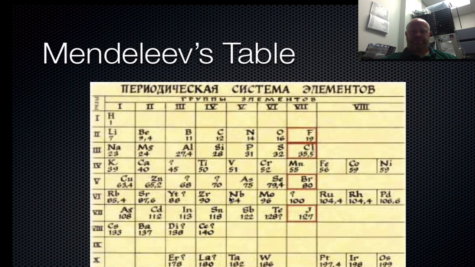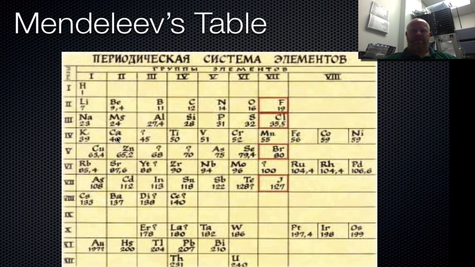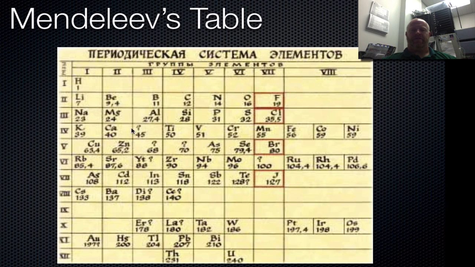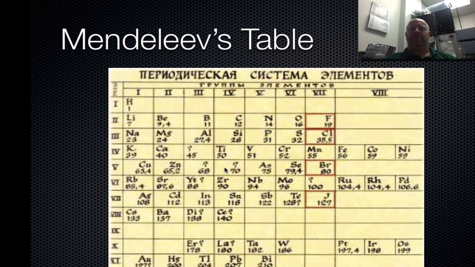In addition, you'll see that here's calcium, and then there's a question mark at 45. So he's like, well, here's 40, here's 50, here's titanium. There must be something else here. Same deal down here. Here's zinc, 68 and 70. He predicted their mass numbers, but he did not know exactly what that element was yet.